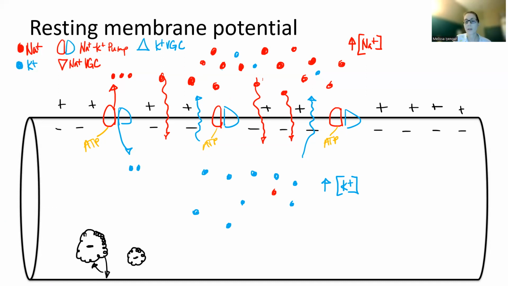So this helps us maintain the high concentration outside of sodium and the high concentration of potassium inside of our cell. And this is why our cell remains polarized. Polarized meaning we have inside is negative and outside is positive.